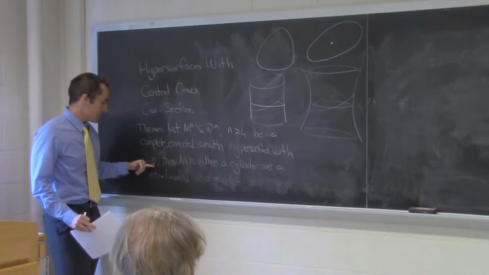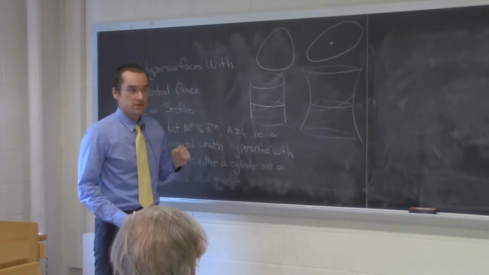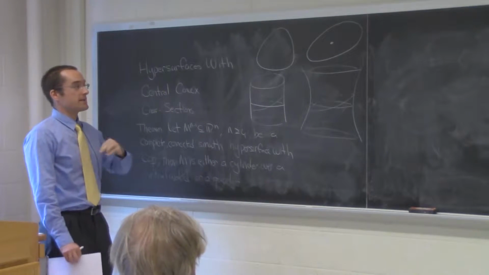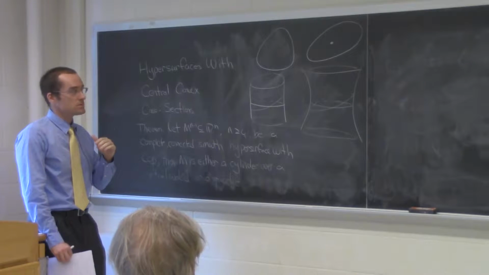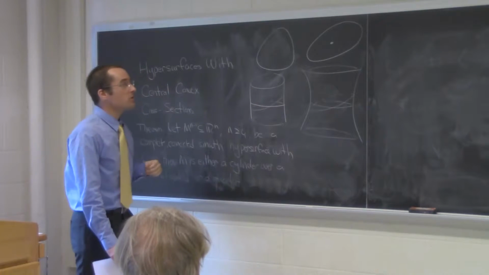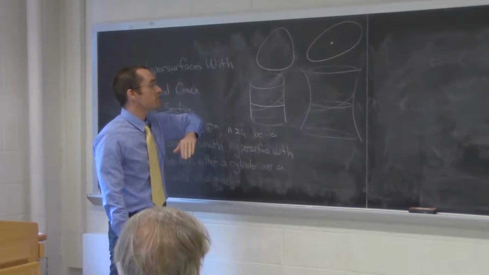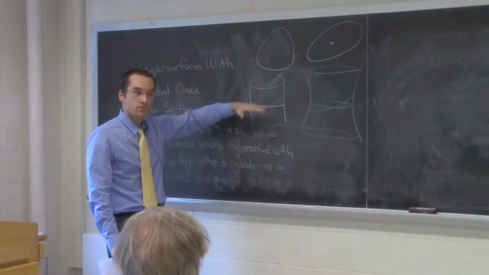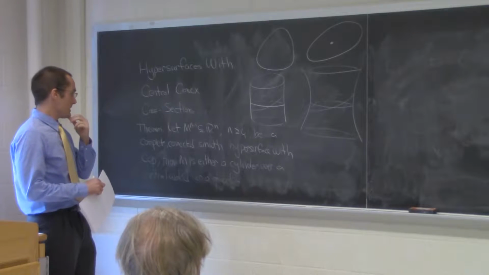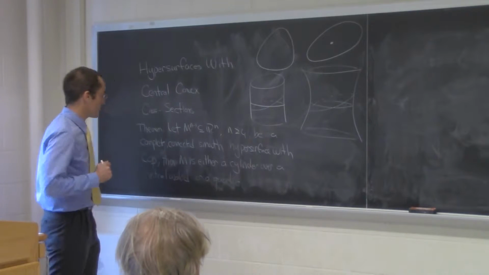So COP, central ovaloid property. A hypersurface has the central ovaloid property if there exists at least one cross-section with a hyperplane which is an ovaloid, and all such cross-sections are central. So basically, I intersect with a plane, I get an ovaloid, and all such ovaloids are central. So that is the central ovaloid property. And that's all the definitions I want to make for this theorem.